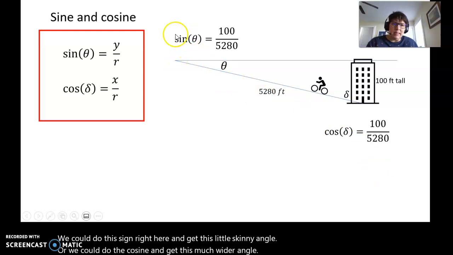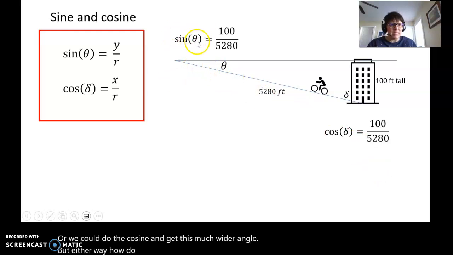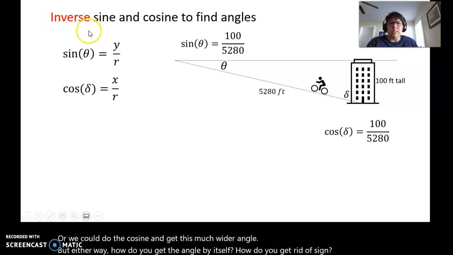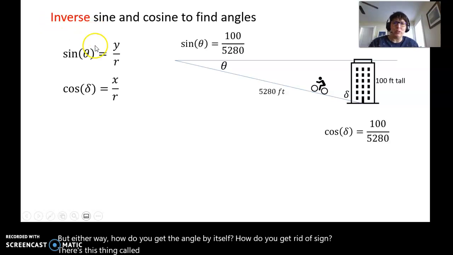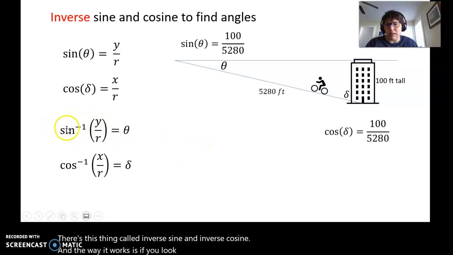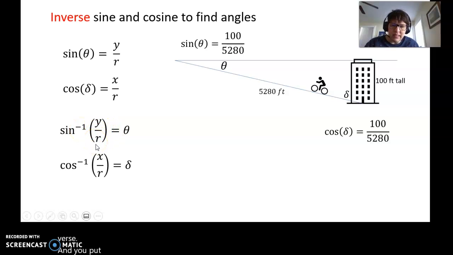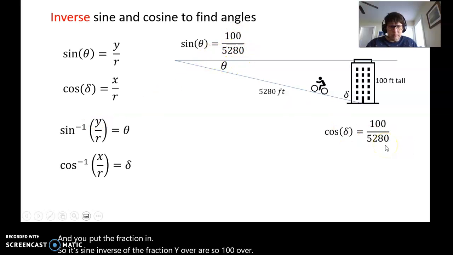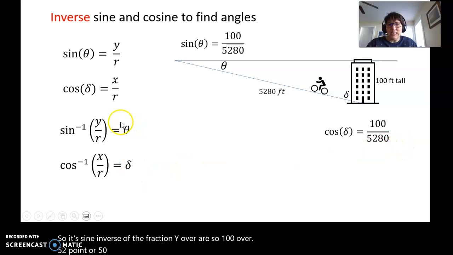But either way, how do you get the angle by itself? How do you get rid of sine? Well, there's this thing called inverse sine and inverse cosine. And the way it works is, if you look at your calculator, right above sine, you should have sine inverse. And you put the fraction in, so it's sine inverse of the fraction y over r, so 100 over 5,280, and it will give you your angle. So I'm going to do that right now.